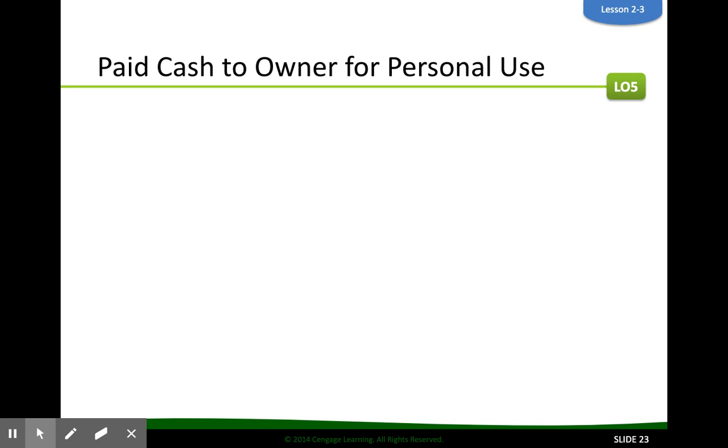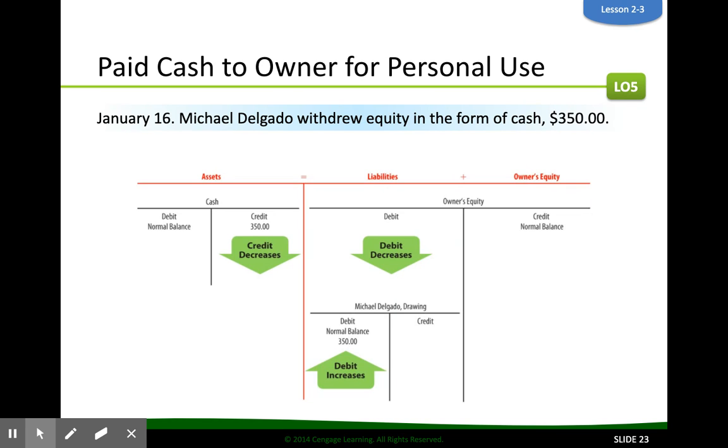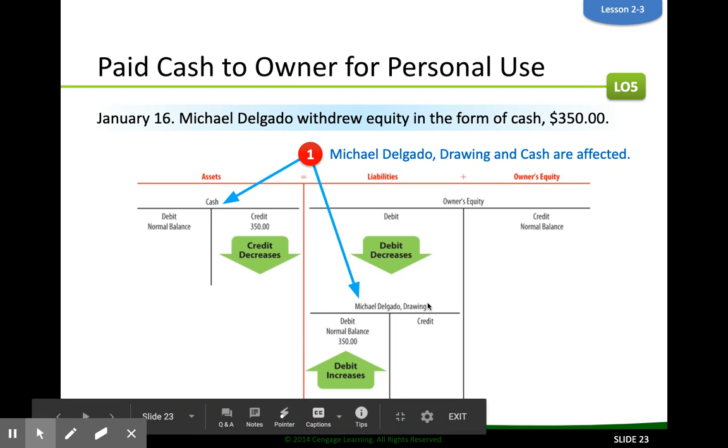Okay. Our last transaction here, we're going to talk about withdrawals. So withdrawals, it says on our guide, withdrawals decrease owner's equity. This means they have a normal debit balance. So just like expenses, we're always going to debit withdrawals. So 2 accounts, we have Michael Delgado drawing. That's a new account specific for withdrawals. And we have cash. So drawing is always going to be debited. And I think of that because we have drawing with a D and debit.